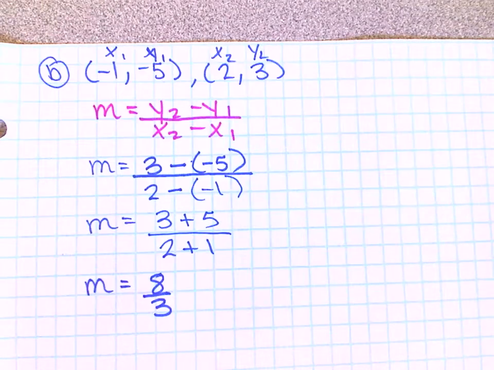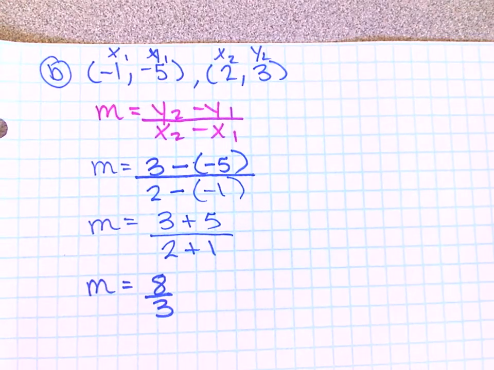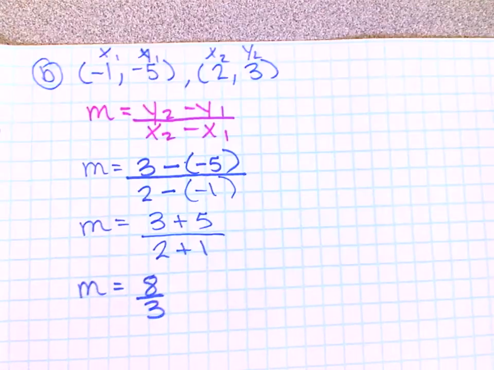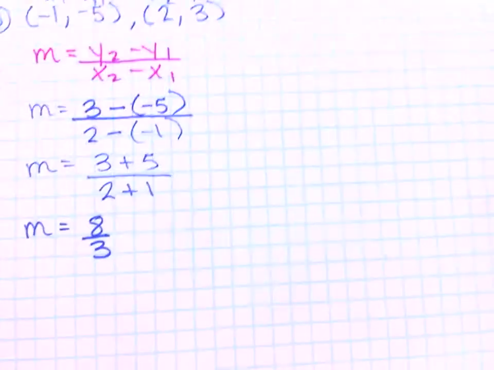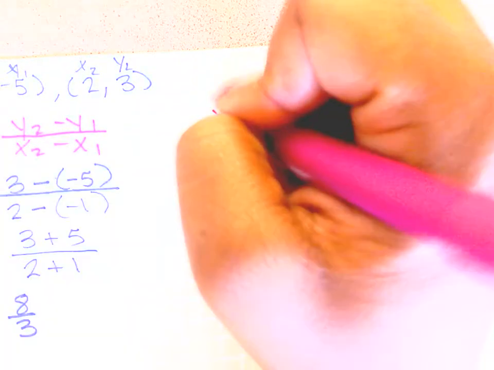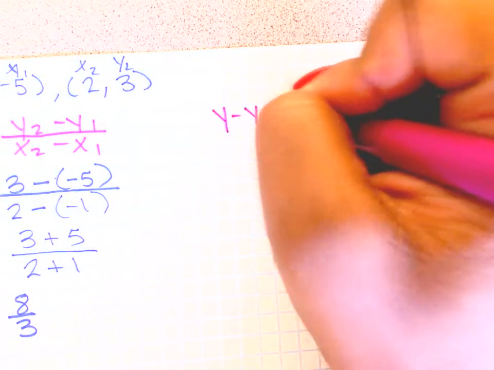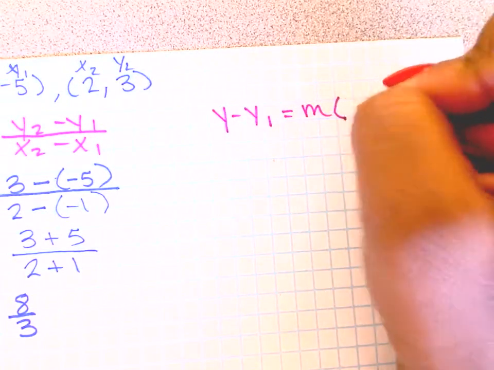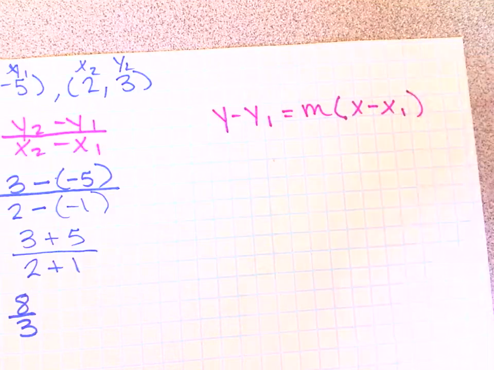Now again, they're asking me to write it in point-slope form and in slope-intercept form. Okay, so let's write down the equation for point-slope form. I'm going to write it over here. The equation for point-slope form is y minus y1 equals m times the quantity x minus x1.